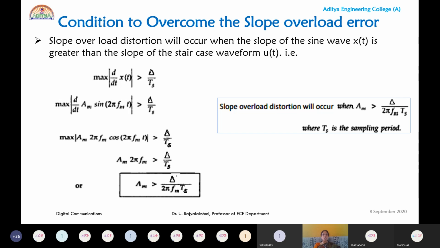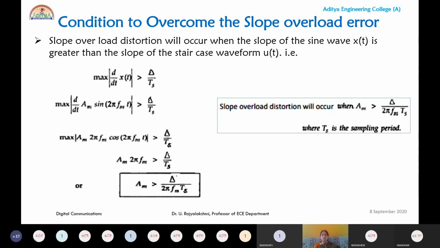And let us go to the condition to overcome the slope overload distortion. Okay, so when will slope overload distortion occur? Slope overload distortion will occur when the slope of x of t is greater than the slope of u of t. What is the slope of x of t? dx of t by dt. If it is greater than the slope of u of t, that is delta by Ts, then slope overload distortion will arise.